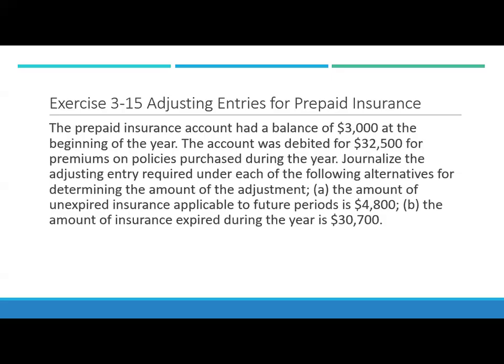Another example here is the prepaid insurance account had a beginning balance of $3,000 at the beginning of the year. The account was debited for 32,500, and then we have two possible examples where they give us the unexpired insurance value or the amount of insurance that expired during the year. So for B, the amount of insurance that expired during the year, that's the expense, right? That's the amount of insurance that was used up during the period. And so that would be insurance expense 3,700. If we know the ending balance, that's another algebra problem for us here.